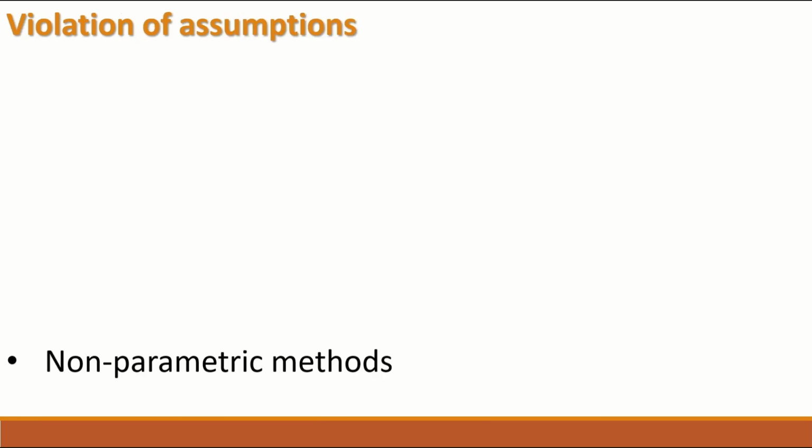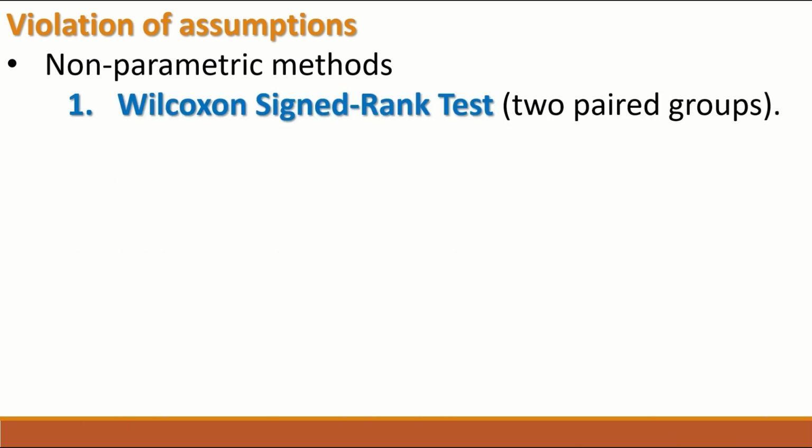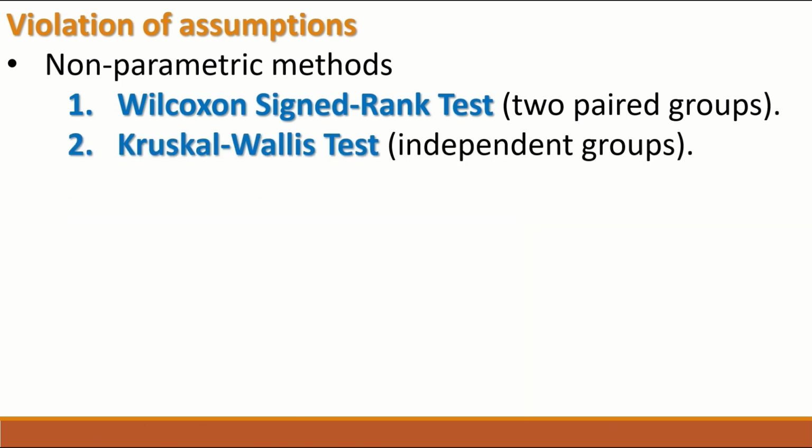So what to do when a violation of the assumptions is detected or observed? Then use non-parametric methods such as the Wilcoxon Signed-Rank Test for 2 paired groups. This test is used for 2 groups, and these groups are related. Friedman's is used for paired groups, but for 3 or more groups, or alternatively use the Kruskal-Wallis test when the groups are independent.